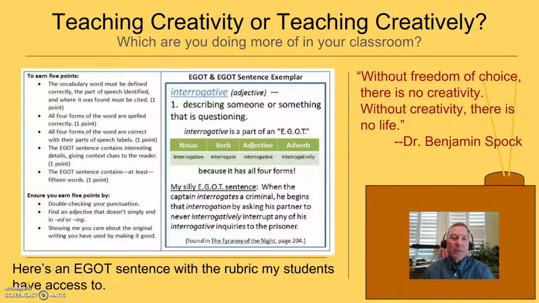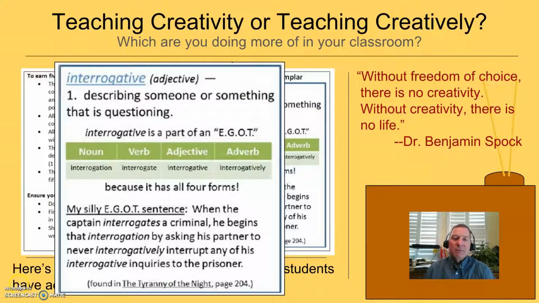I'm not going to explain why we call it EGOT because I don't have time, but the product they have to create once they've done their research is one silly sentence where all four forms of the word are used and some sort of context is inside the sentence.